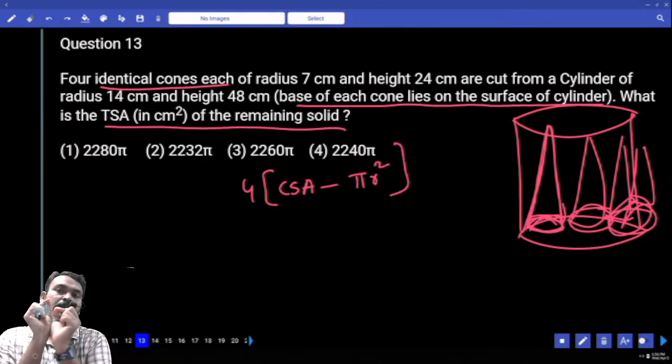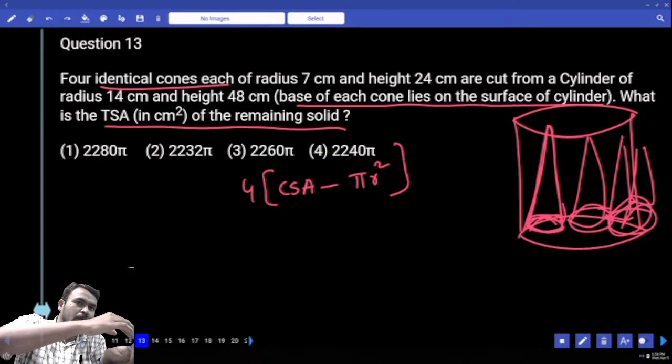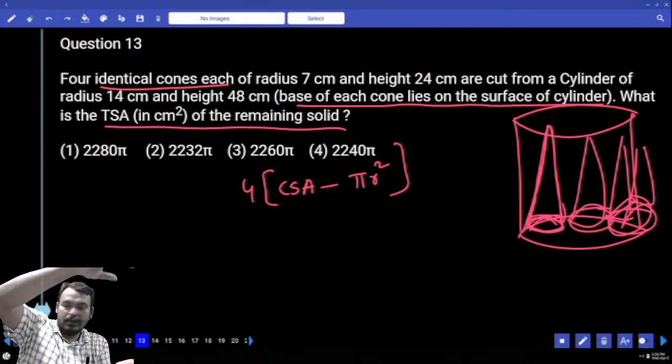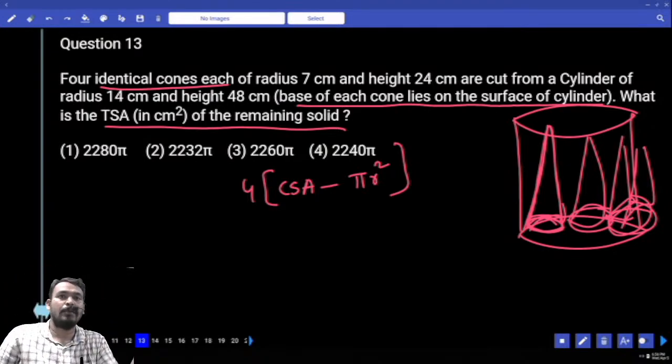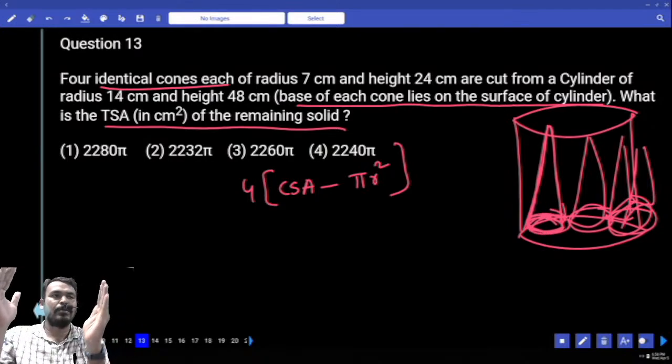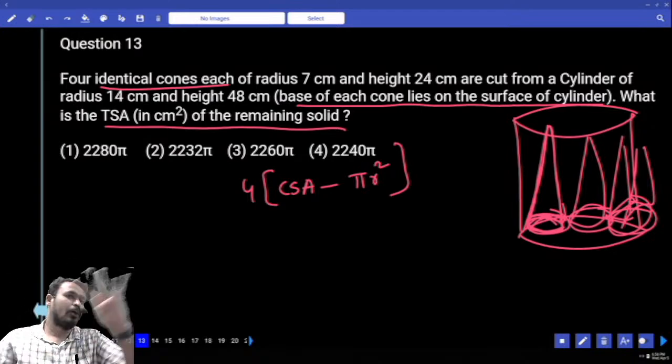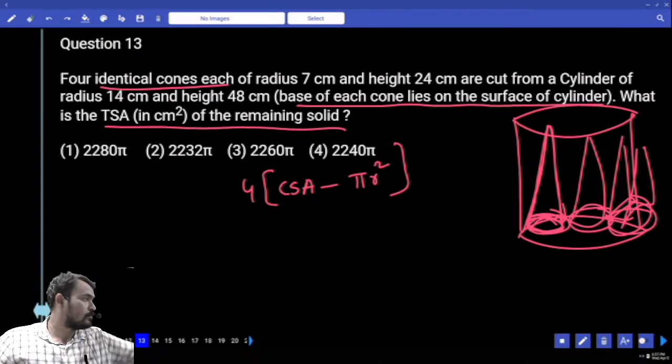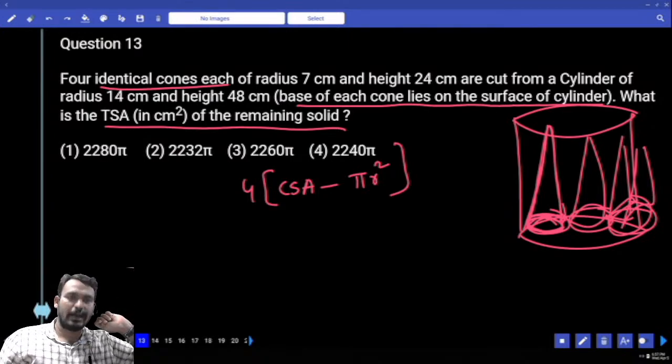Okay. What is each one diagram? Curved surface area, including the bottom. What is the curved surface area? Pi r l. From that we subtract the base area and get the remaining portion. How many diagrams overall? 4 diagrams. One diagram means curved surface area minus pi r square. 4 diagrams.